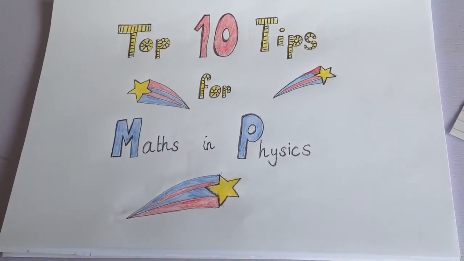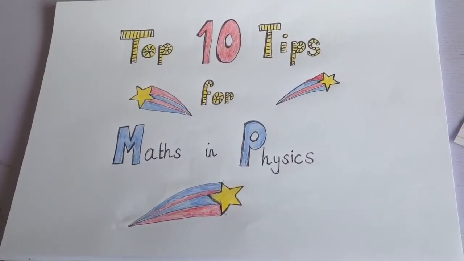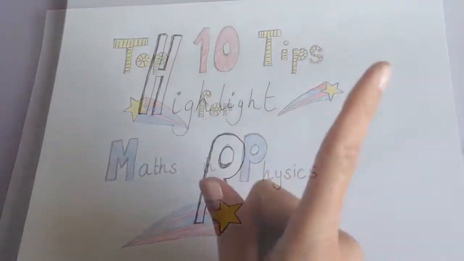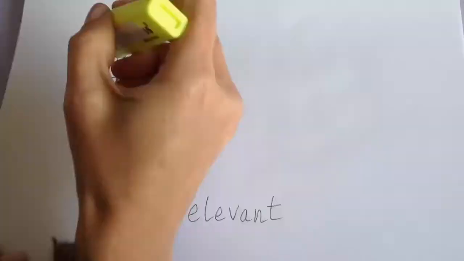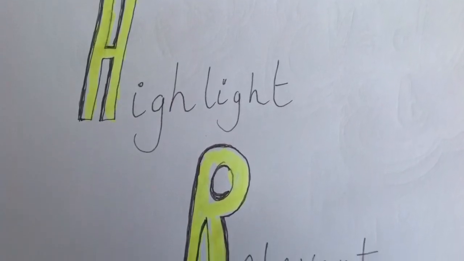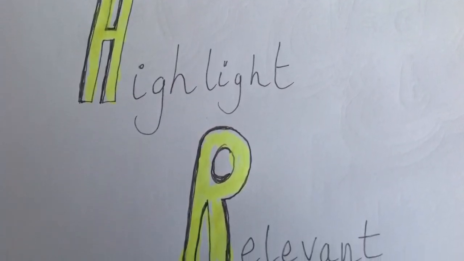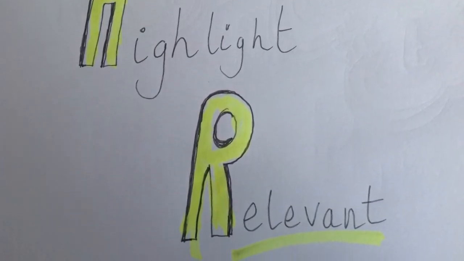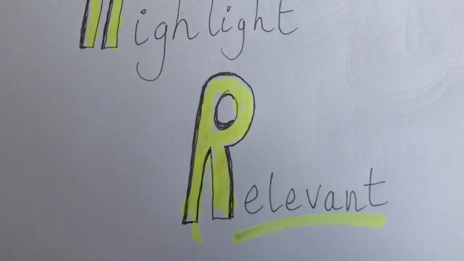And so on with today's topic. Top 10 tips for maths in physics. Tip 1. Highlight the relevant bits of the question. Some are really wordy and you need to unpick what you're being asked to do and what you're being told. Sometimes I find drawing a picture can help me look at the problem too.